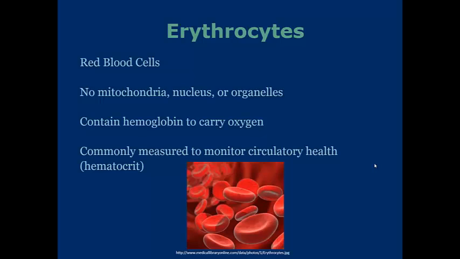We'll talk about red blood cells first, or as they are scientifically called, erythrocytes. Remember that erythrocytes do not have nuclei, organelles, or mitochondria. This is so that they can make room for the heme group, which is going to carry oxygen. This is commonly measured to monitor circulatory health.